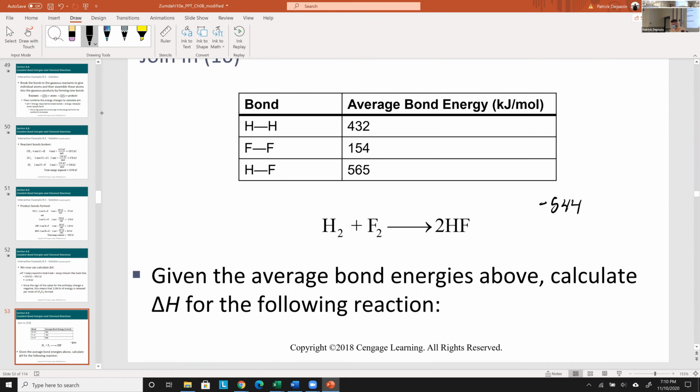HH will be our first one. So bonds broken minus bonds formed. Bonds broken is going to be the 432 plus F2, which is 154, minus 2 times our HF, which is 565. And I think you're right. That looks good. Isaiah, yep, 544. And Logan, yeah, not 42. Ah, okay. 2 of you got 42. I'm sure if that was the case, other people got 42. Did you do this?